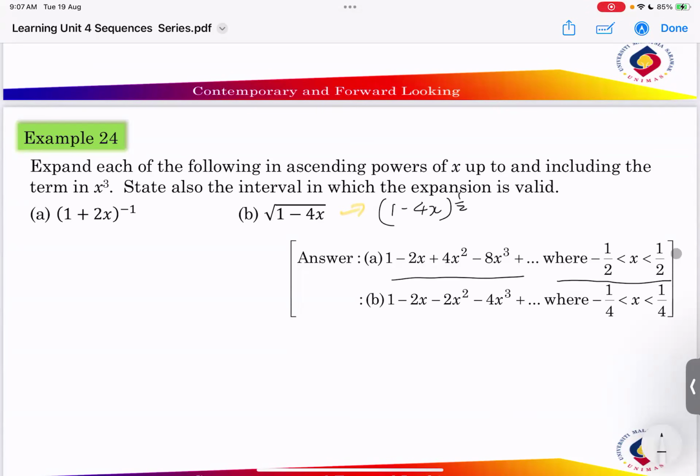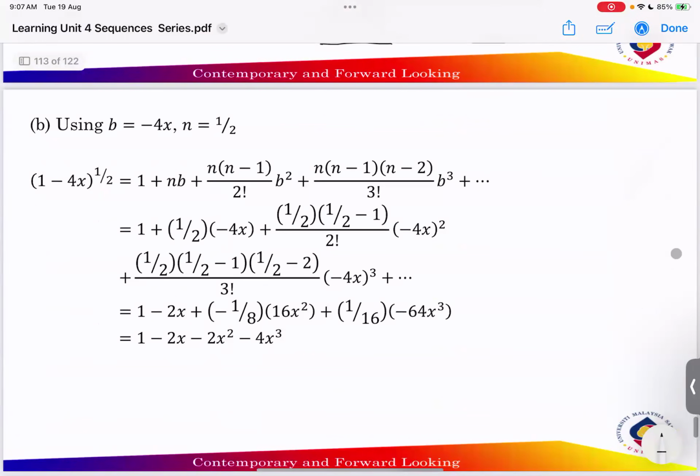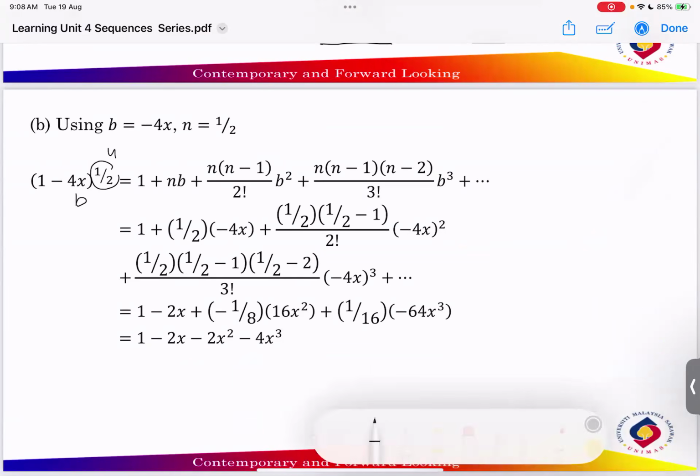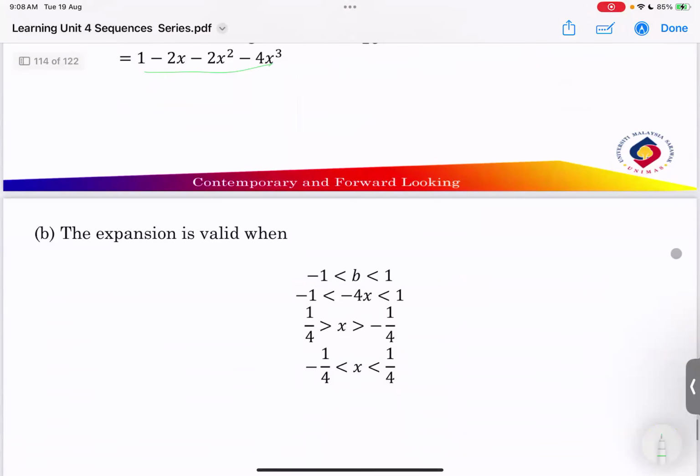In this question, they have two phases. Phase 1, you have to find the expansion. Phase 2, you have to find the validity. Next one, continue, also the same. This one is b, this one is your n. You put into your formula and you will get this answer. After that, you need to show your validity by doing this one: negative 4x, equalize both sides.